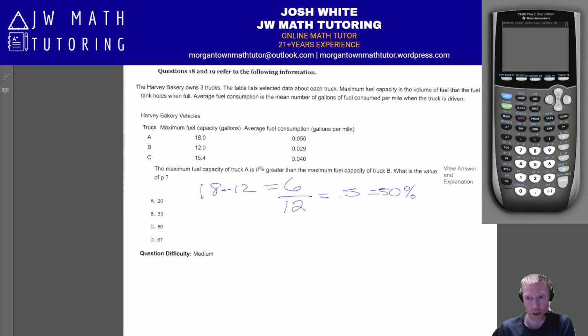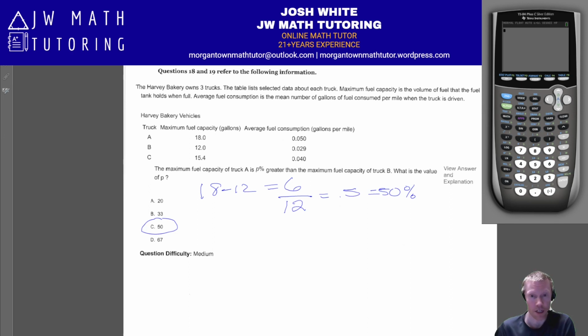So therefore the correct answer to this problem is just going to be letter C, 50. The fuel capacity of truck A is 50% greater than the fuel capacity of truck B. Also, just want to point out, if you didn't know how to do this, you could also take these answers and back solve this.